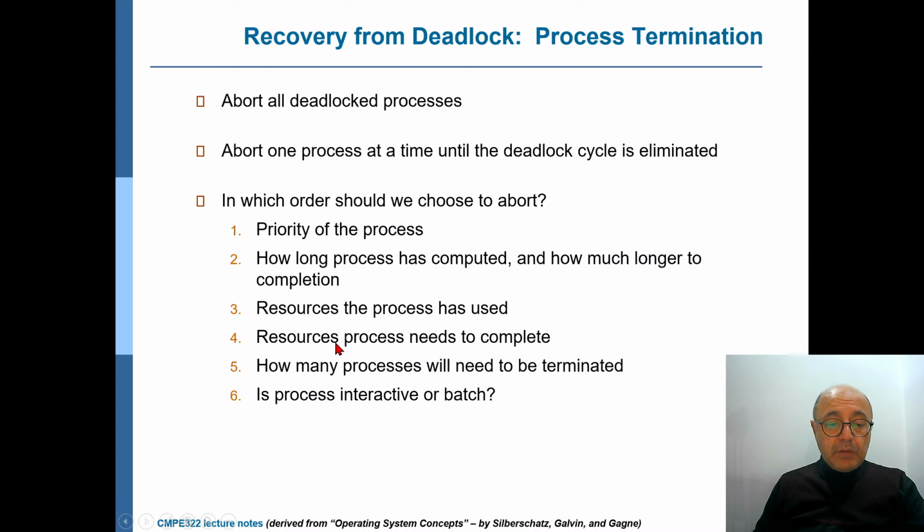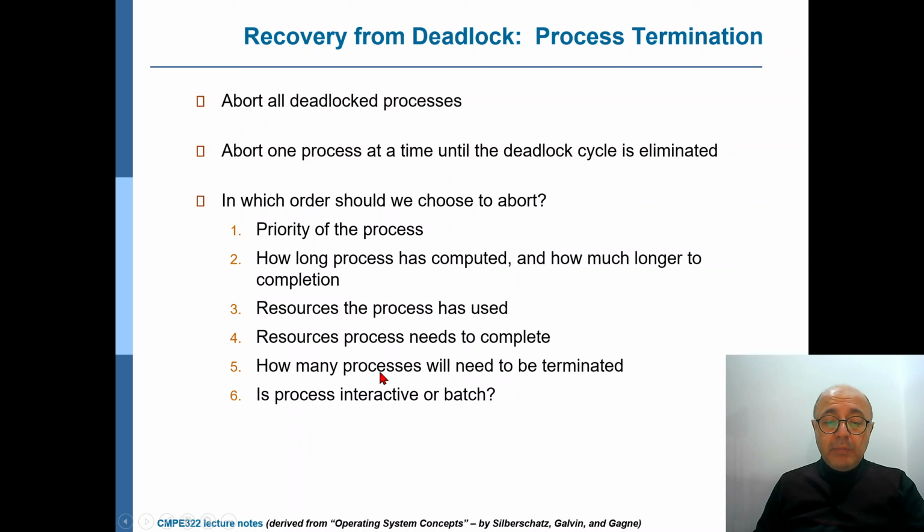You can look at the resources the process needs to complete. So remember the need array? You can look at the need array, and if you see a process just needs a few resources to complete, you can keep that process and try to roll back a process which needs a lot of resources, because that process, even if you keep it, is likely to cause further deadlocks also in the future. So the processes that can complete with fewer resources might be preferred.